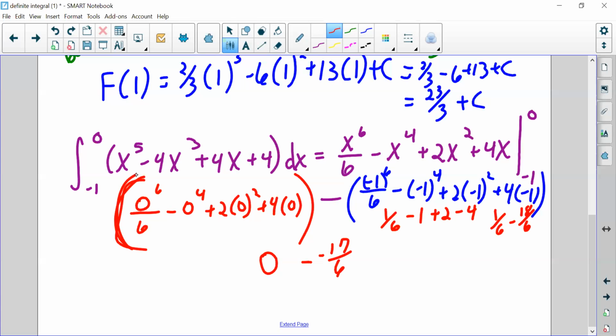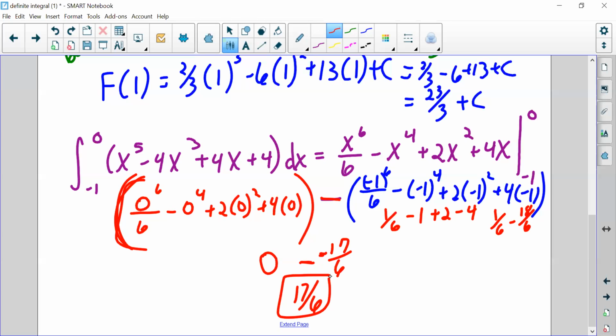No, that's the parentheses. But don't forget I have this negative here. So I have the negative of -17/6, which gives me 17/6 as my correct answer. My area is positive this time. And so that's all the work you have to show. So it's a little bit shorter.